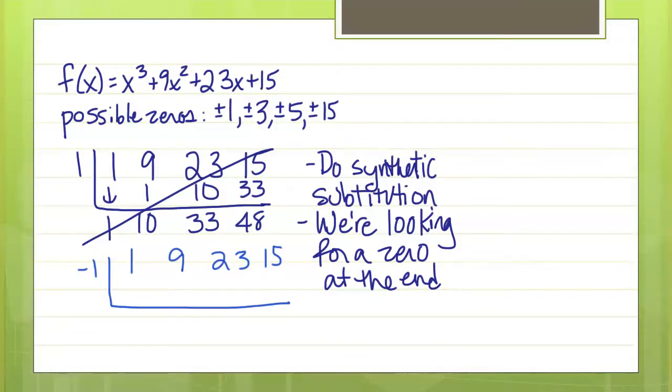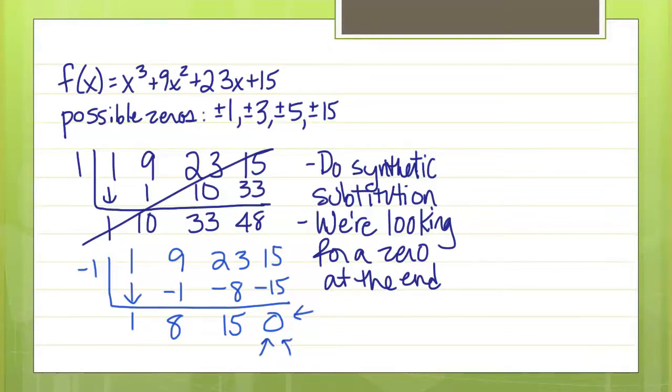We're going to try -1 just because it's the next easiest number in my opinion. This guy comes down here. 1 times -1 is -1. And that gives us 8, -8. 23 minus 8 is 15. 15 times -1 is -15. There's our 0. That's what we want.